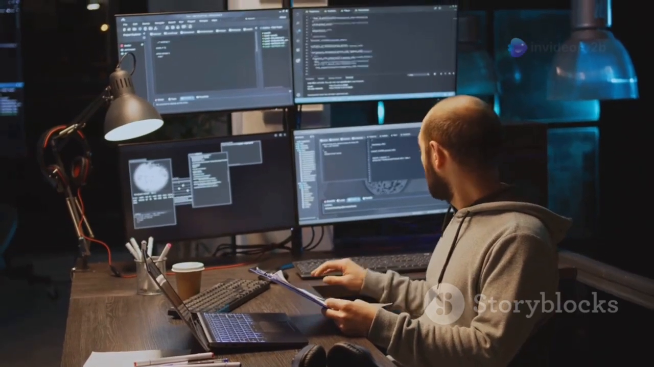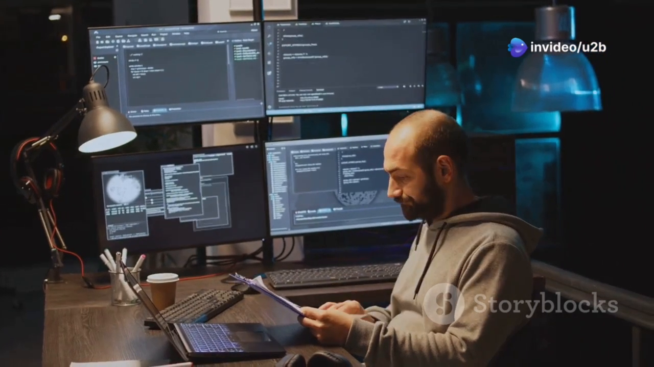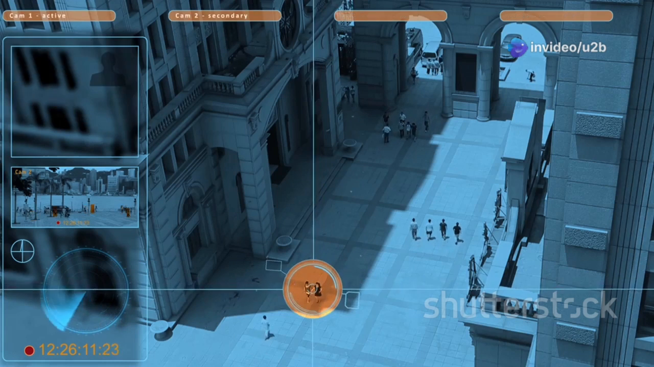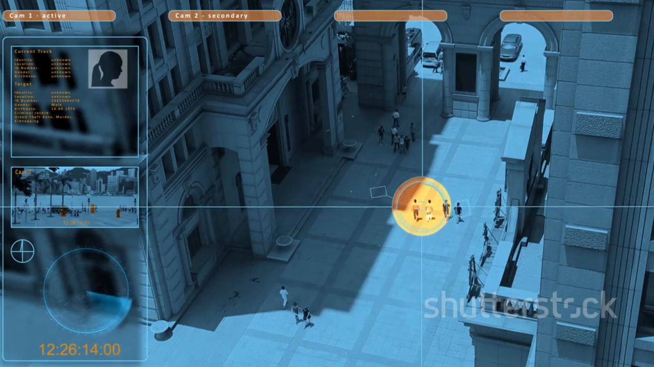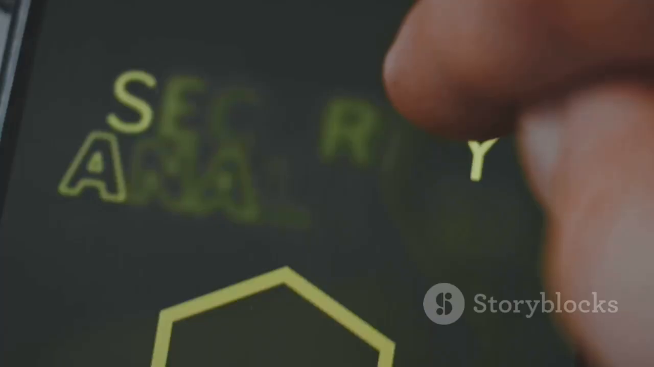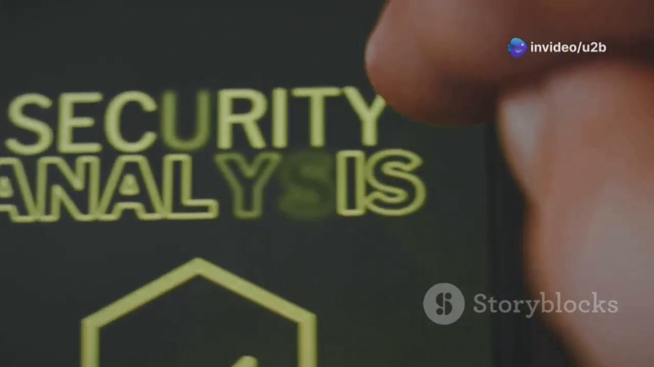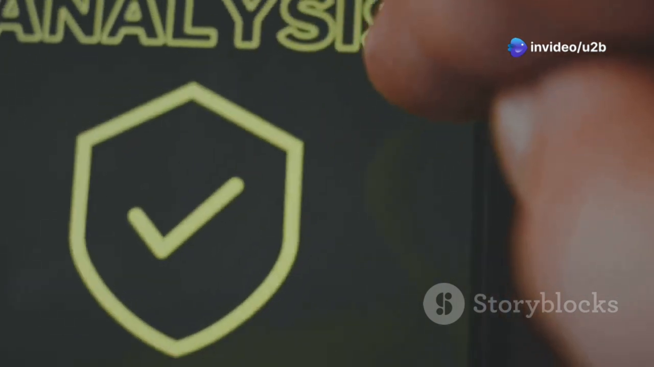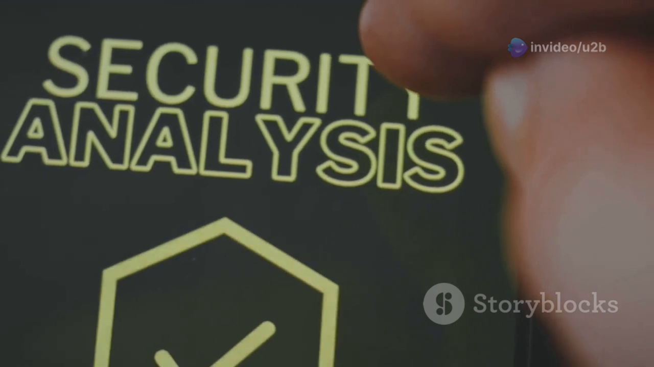Interactive Application Security Testing, or IAST, combines the strengths of both SAST and DAST. IAST agents are deployed within the application's runtime environment, allowing them to analyze code execution and data flow in real time. This provides a more comprehensive view of the application's security posture, enabling the detection of vulnerabilities that might be missed by SAST or DAST alone.